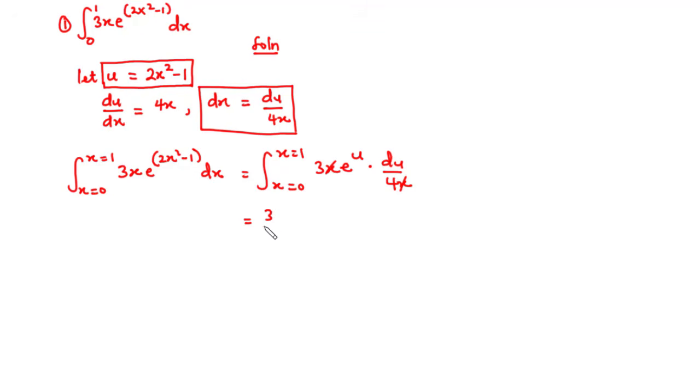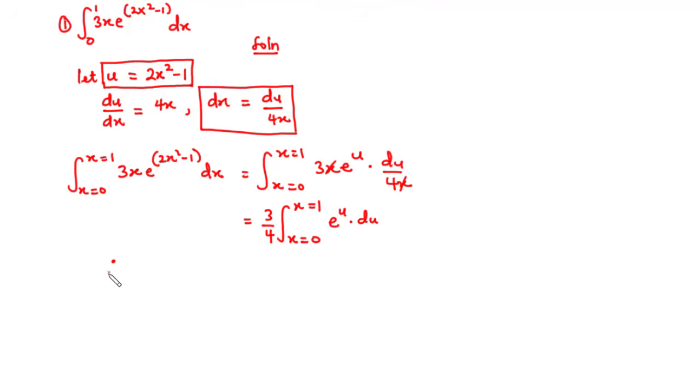So we have 3 divided by 4, and then we have the integral from x equals 0 to x equals 1 of e to the power u du. Now at this point, you still realize that we have values of x in this integral, which are the lower and the upper limits. So now let's work on the limits as we try to change the values of x to the values of u. Now we know that u is equal to 2x squared minus 1.